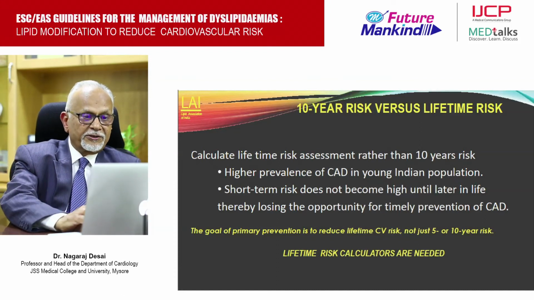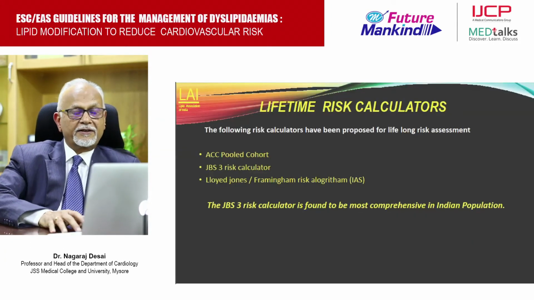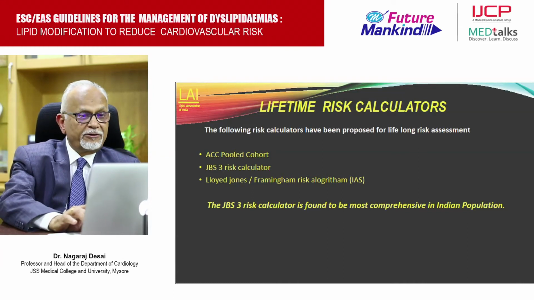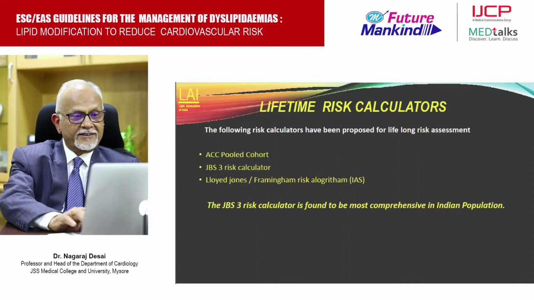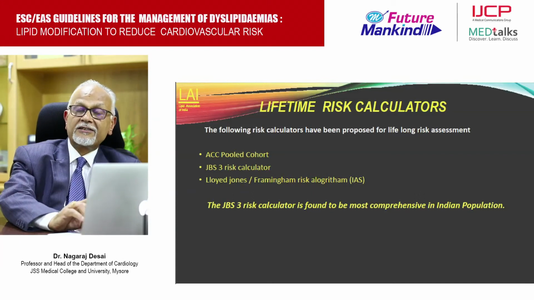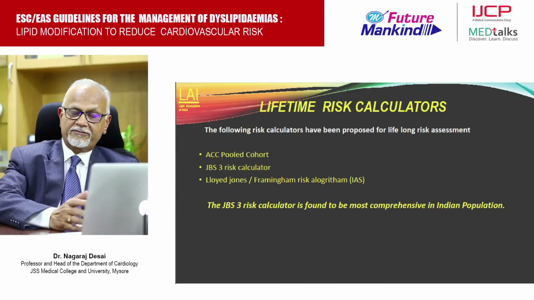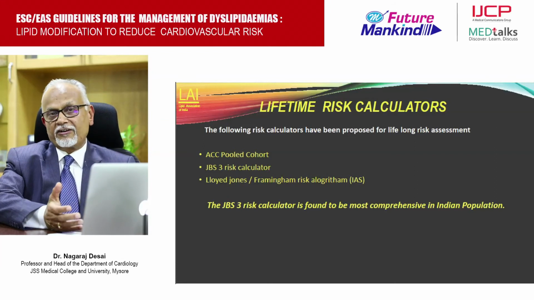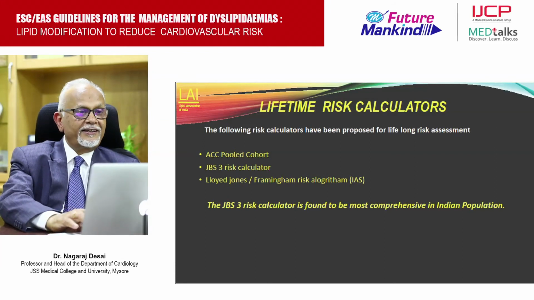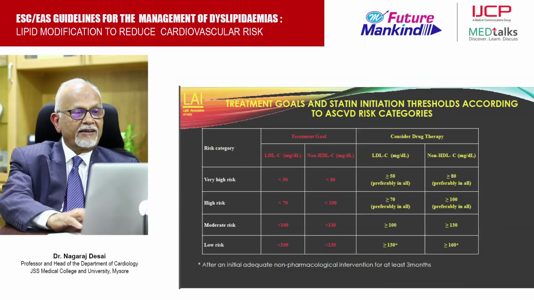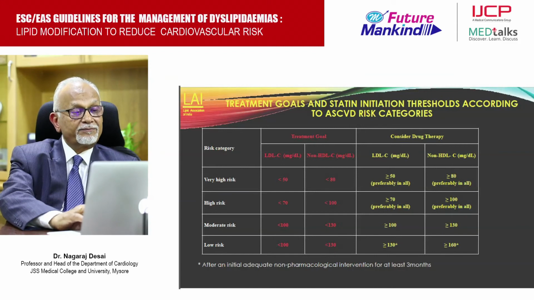That means we have to make sure that we have lifetime risk calculators. These calculations can be obtained from the Joint British Societies' 3 risk calculator, which is found to be most comprehensive in the Indian population. This approach to Indian lipid abnormalities is very useful, and in my opinion, it is very comfortable for all of us to use. You can see clearly that we recognize patients having a very high risk and a high risk, and of course the categorization remains the same. This slide tells us about the very high risk, moderate and low risk.